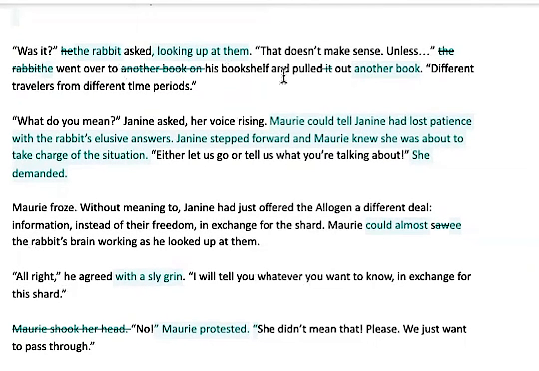I thought there was too many words in here. I had another book on his bookshelf and pulled it out. So I didn't need to mention the book twice. And also you don't go over to a book. You go over to the bookshelf. And then when you're at the bookshelf, you're reaching for a certain book. So I just kind of mixed up the order there and said, went over to his bookshelf and pulled out another book to simplify it, to make sure that the sequence there is logical and makes sense.